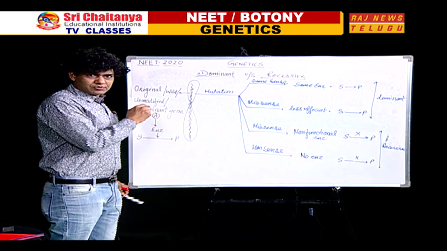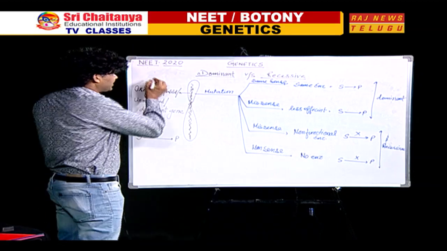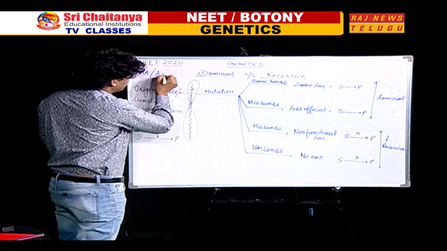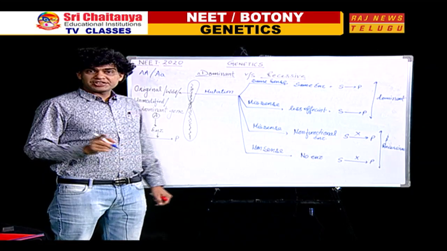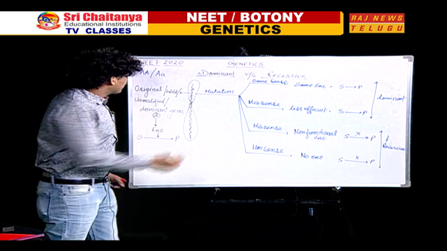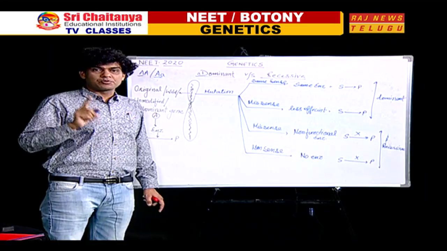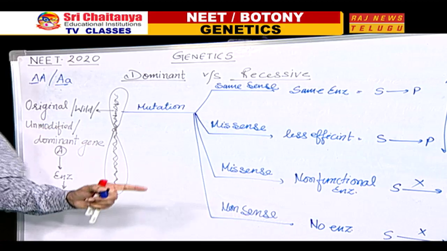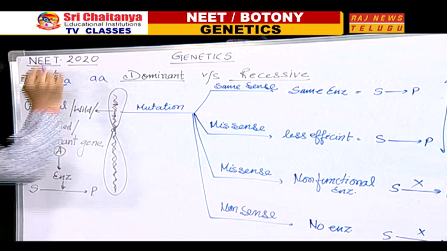In case of the dominant gene, they can express in both the homozygous condition, capital A capital A, as well as the heterozygous condition, means capital A, small a. In both conditions they can express. You know why? Because in both conditions, capital A is present, it means they are capable of transforming the substrate into the protein product. But a recessive gene will express only in the homozygous condition, means small a, small a.